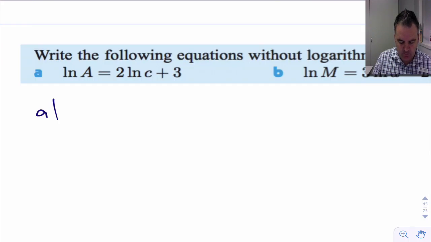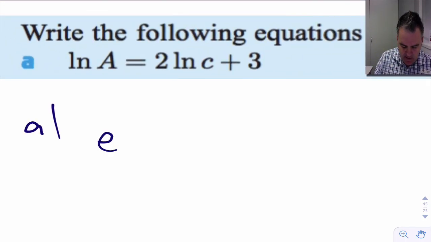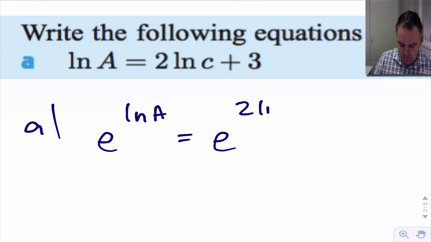So ln a is equal to 2 ln c plus 3. Again, to undo ln, the opposite of natural log is e to the power of. So that's what I'm going to do here. I'm going to go e to the power of both sides and be really careful. So e to the power of ln a is e to the power of 2 ln c plus 3.